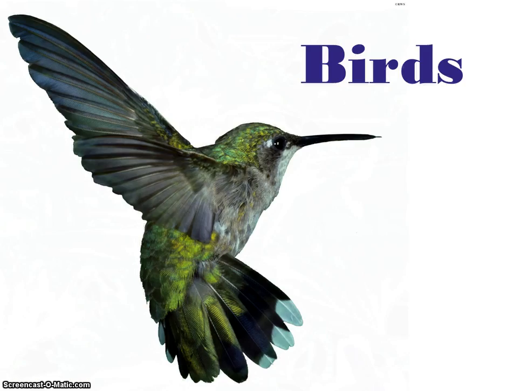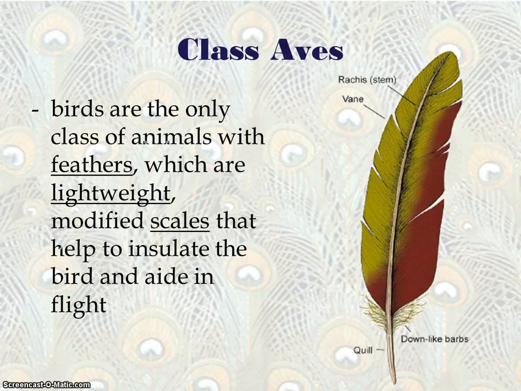All right, let's look at birds now. Our birds, this is class Aves. Okay, they have feathers. They are lightweight. The feathers are extremely lightweight, and their skeletons are also lightweight. The skeletons of birds are hollow, so two adaptations: lightweight feathers and lightweight skeletons, to help aid in flight. Okay.